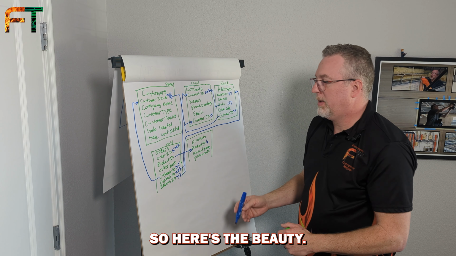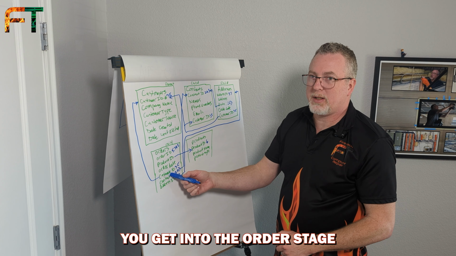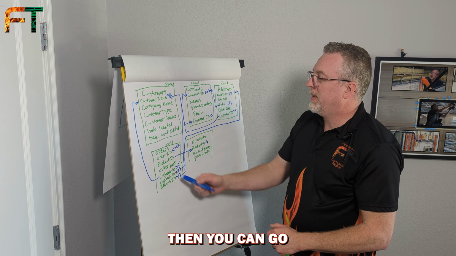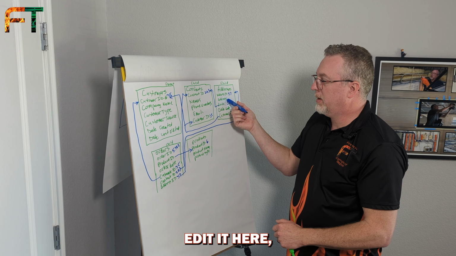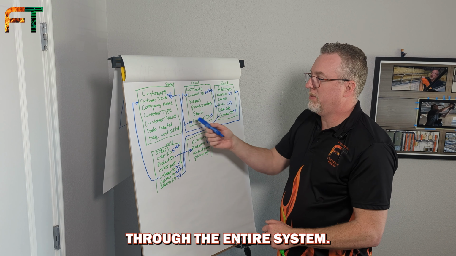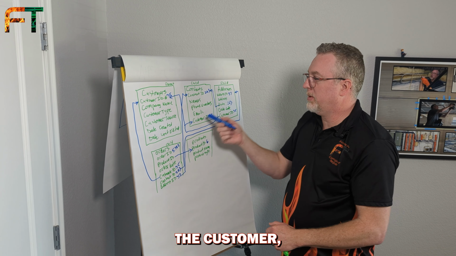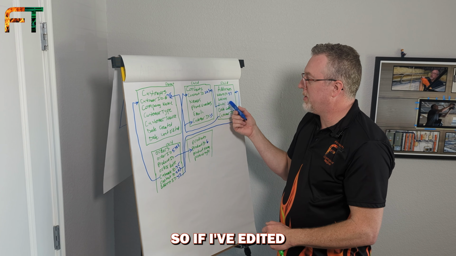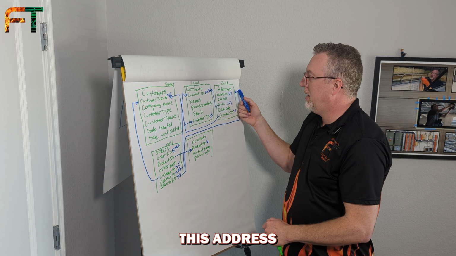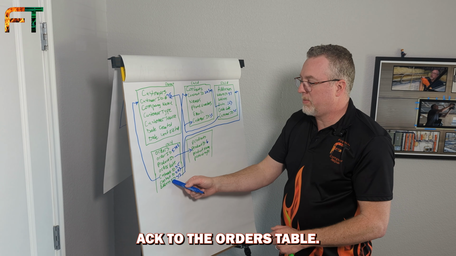So here's the beauty. Let's say you get into the order stage and you find out the address is wrong. Then you can go to the address record, edit it here, and it flows through the entire system. Next time you pull up the customer, the address is going to be correct. The order is pulling from the ID number, so if I've edited this address, then it obviously works back to the orders table.